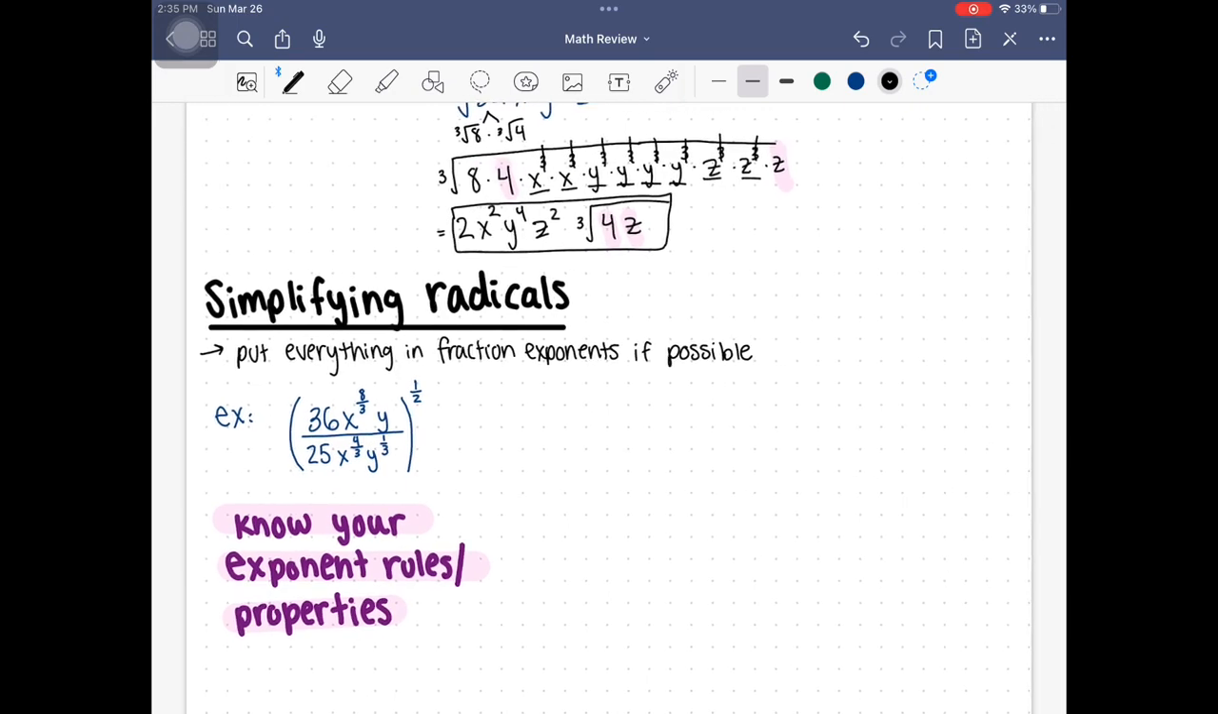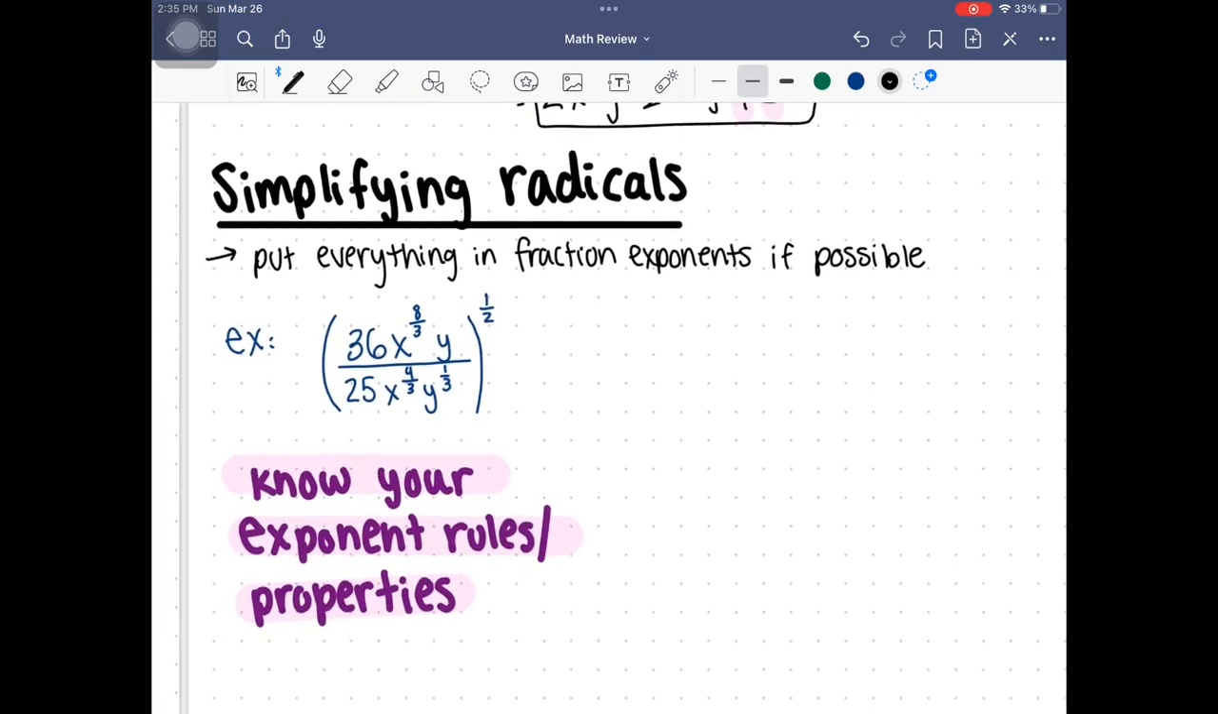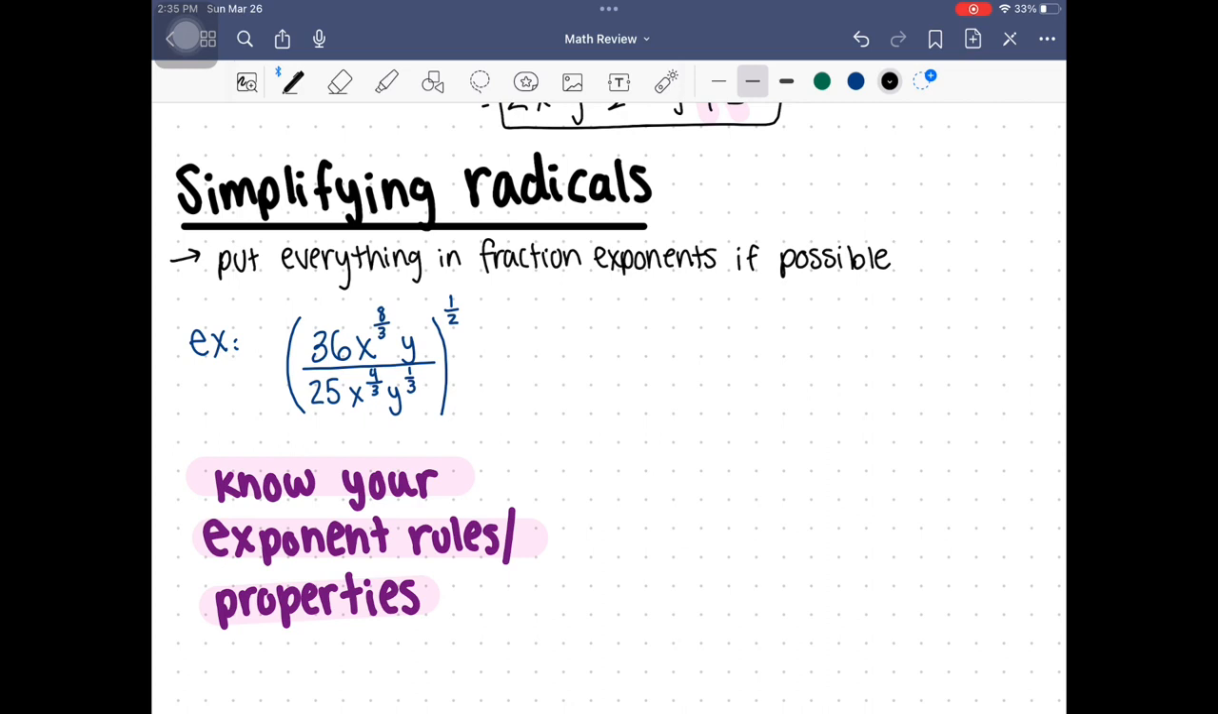This right here tripped up a lot of people, so I'm going to work through this one. Put everything in fraction exponents if possible. Please know your exponent rules and properties. There are many different ways you can do that. Some are a lot easier than others. So if you want to decide that you want to apply the 1/2 exponent and multiply everything out first, by all means do that. That is not easier for me. Okay, I like to go ahead and go through, and I like to divide everything out first.